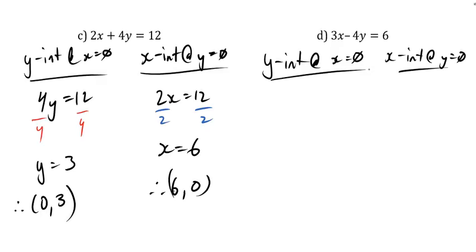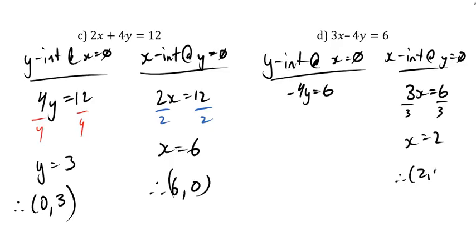So if x is 0, then the x part's gone, and I get negative 4y equals 6. And if the y part is 0, then it's gone, and I get 3x equals 6, right? So that part just disappears, and I'm left with a simple little equation that I can solve. This one, I divide both sides by 3, and I get x equals 2, therefore 2, 0. And this one, something a little bit different happens.